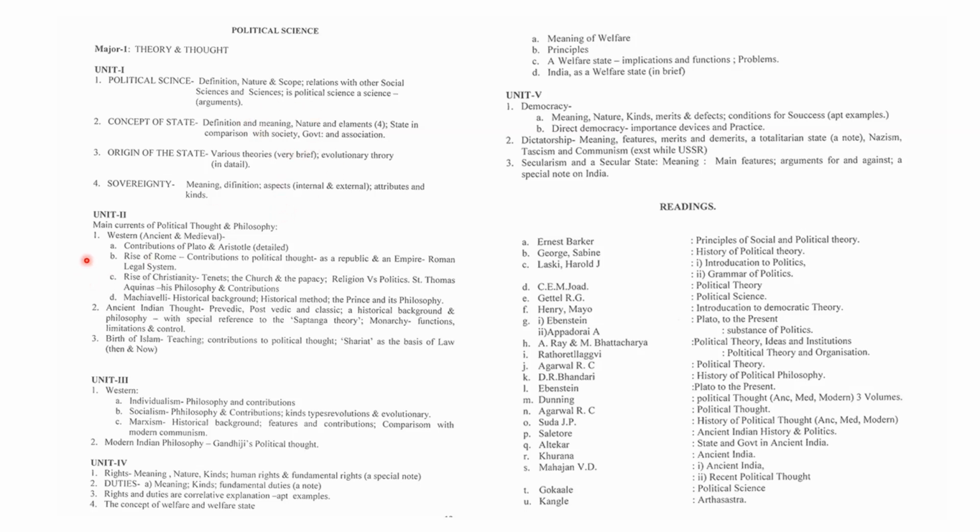In the second unit, you'll be having various philosophical thinkers, their views on state, and so on. Firstly, you have ancient and medieval philosophers. First about Plato and Aristotle. Then you have the Roman Empire and Roman legal system.